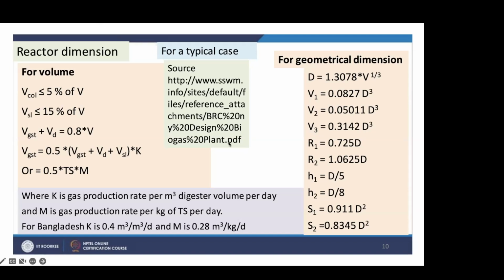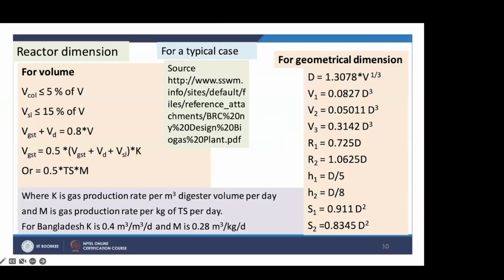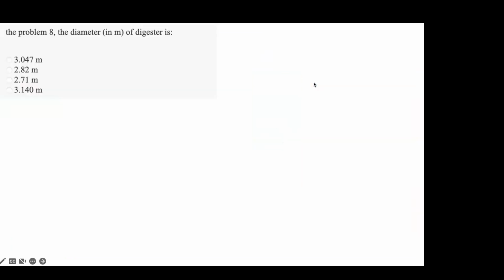I hope that you guys were able to attempt it. It's a pretty straightforward question. If your answer was 3.047 meter, it is the right answer. The relation which we have used here is D is equal to 1.3078 volume to the cube root. So it is basically this relation between the diameter and the volume, right? If you put the values in this, you will get the answer directly.